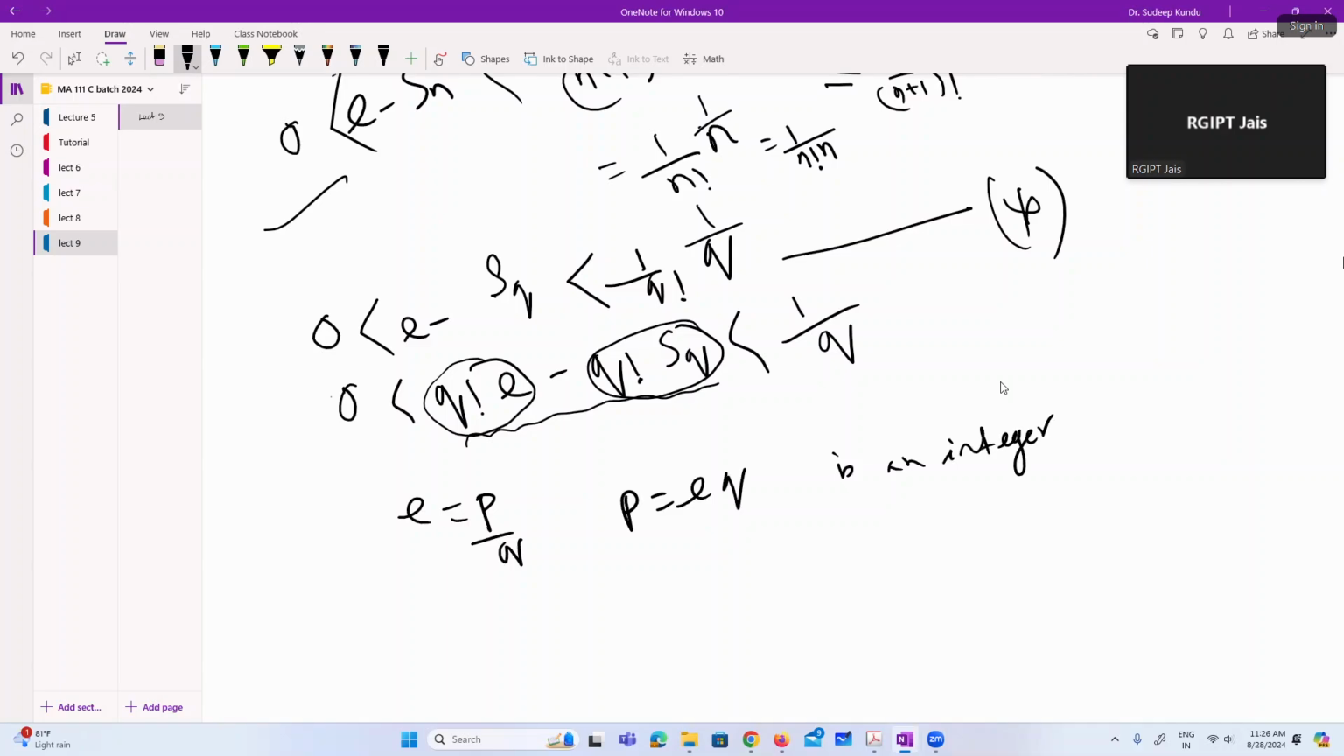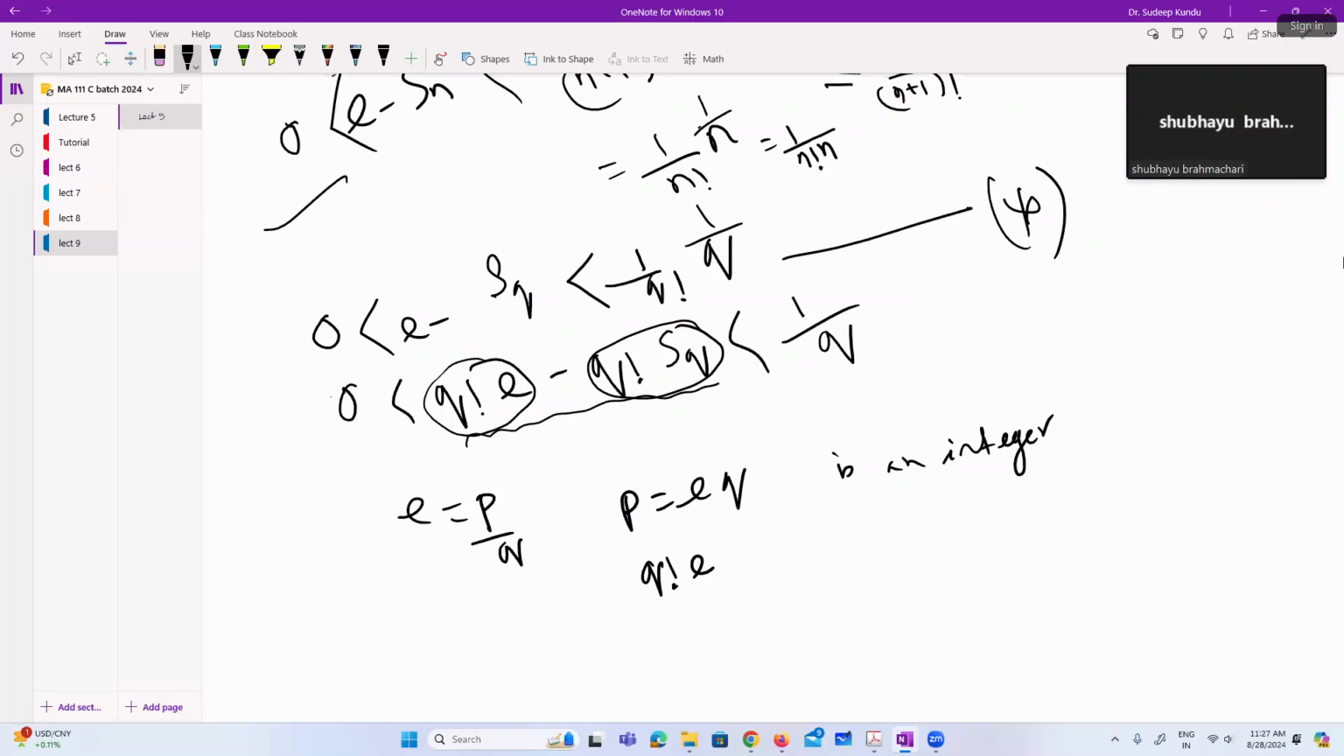Now, what about this one? Factorial q into e. Is this an integer or not? What is q factorial e? Yes, sir. It is also an integer. Why? Sir, if p equals e and q, then sir, e is an integer. Sir, you said that e is an integer. No, I have not said e is an integer. E is rational. We have considered e is rational, then we have to find a contradiction.